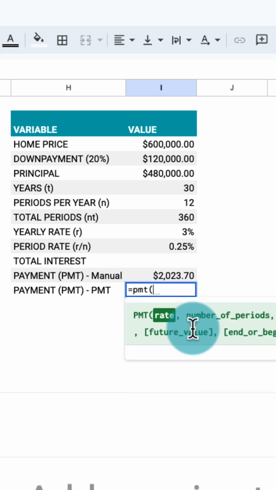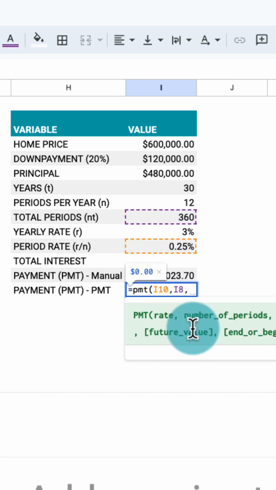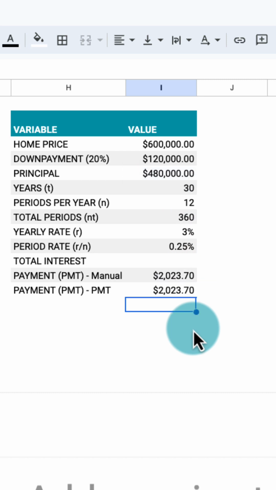We can also make this calculation utilizing the PMT function, where we select the rate per period, the number of periods, and we use a negative sign and select the principal. And this gives us the same value. Notice that on a mortgage, you also add some variable costs like taxes and insurance.